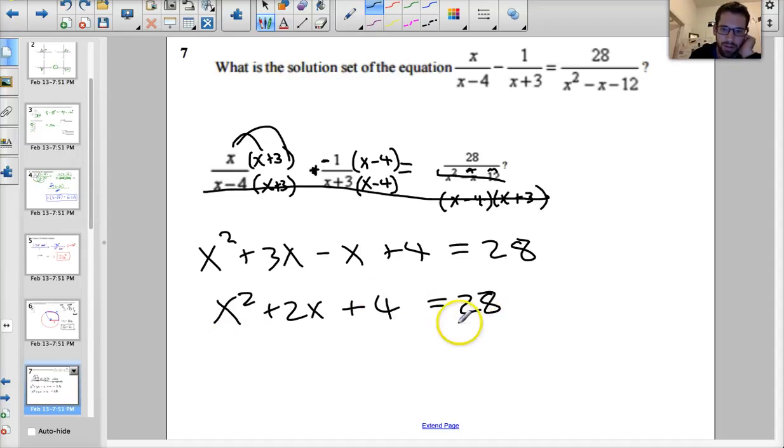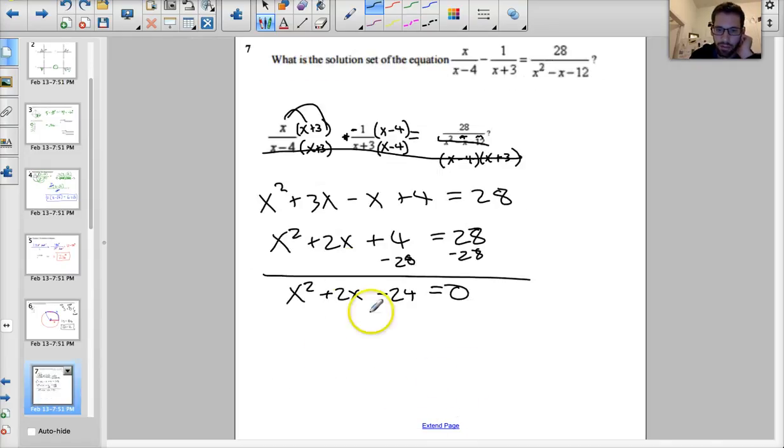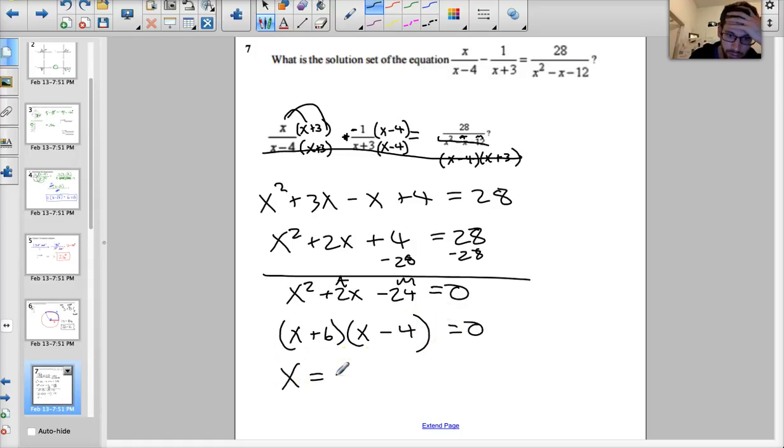Subtract 28 from both sides, and I get x squared plus 2x minus 24 equals 0. So now I'm looking for two numbers that add to 2 and multiply to -24. So factors of 24 include 6 and 4. Those are 2 apart. I think that's right. Yep, 6 and 4. So it's going to be x plus 6 and x minus 4 equals 0. So my solutions will be x equals -6 and x equals +4.